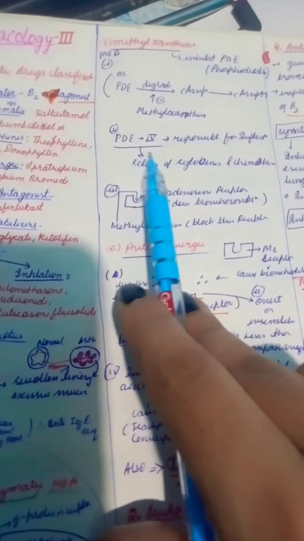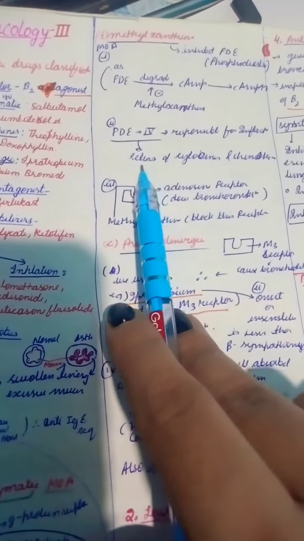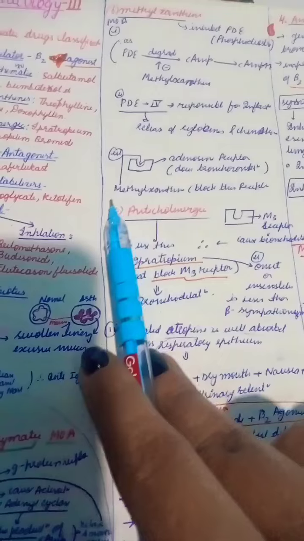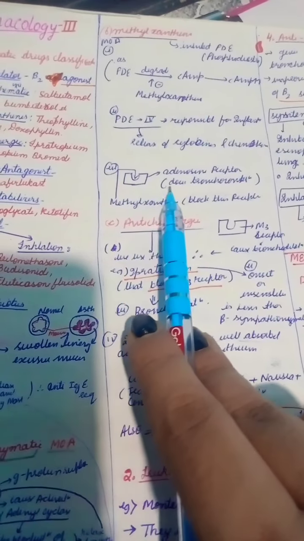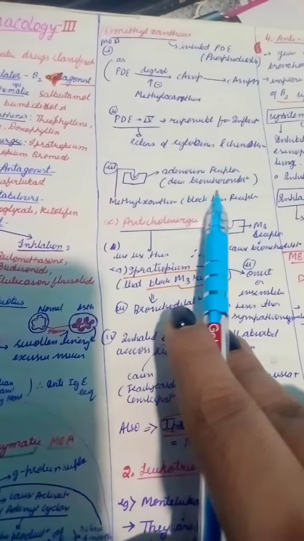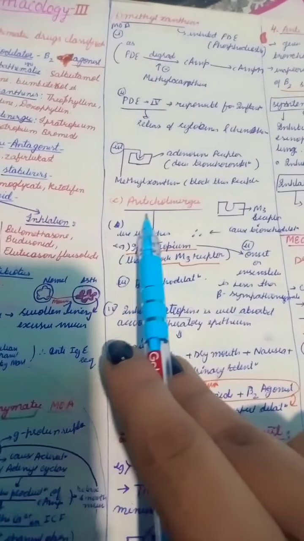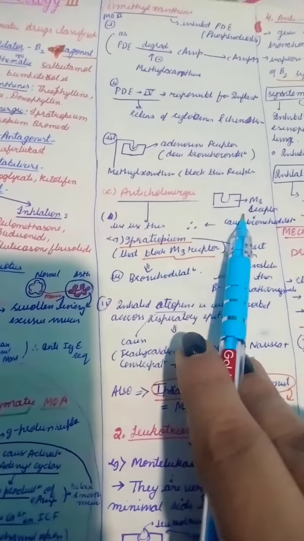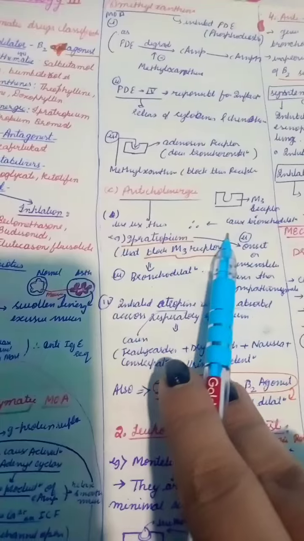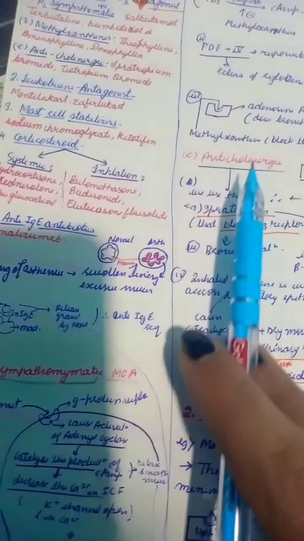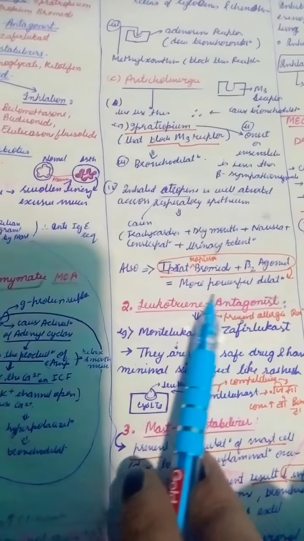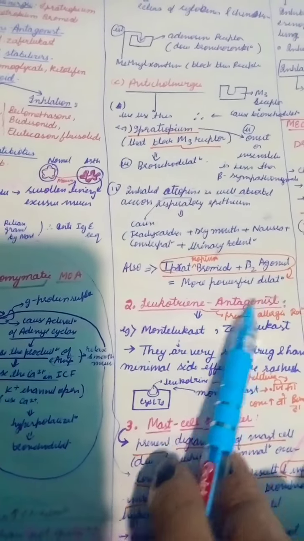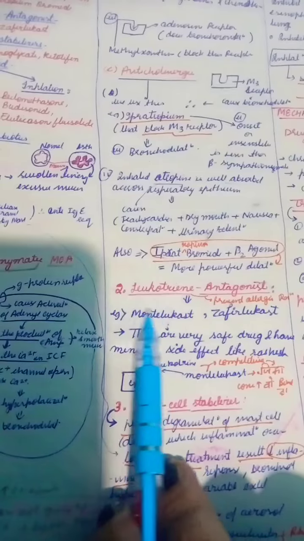Now, PDE4 is responsible for inflammation as well and release of cytokines. And the third mechanism of methylxanthine is that it blocks the adenosine receptor that is responsible for bronchoconstriction. C is anticholinergic drug, which blocks the M3 receptor that causes bronchodilation. Example, ipratropium bromide. And we have seen that ipratropium bromide given with beta 2 agonist can cause more powerful dilation.